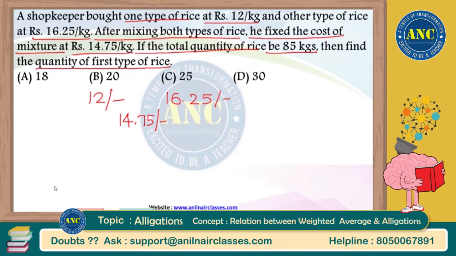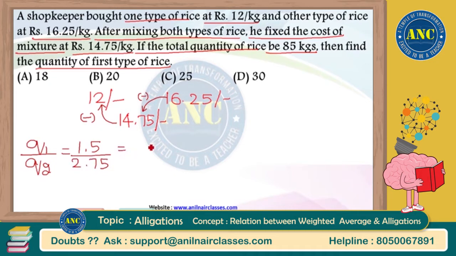Where is the difficulty here? Can I use the same methodology? Q1 by Q2 is 16.25 minus 14.75, divided by 14.75 minus 12. It is nothing but 1.5 divided by 2.75. If I multiply by 10, 1.5 is 15 and 2.75 is 27.5. In other words, it is 150 divided by 275. This is 25 into 6, and this is 25 into 11. So the ratio in which they need to be mixed is 6:11.